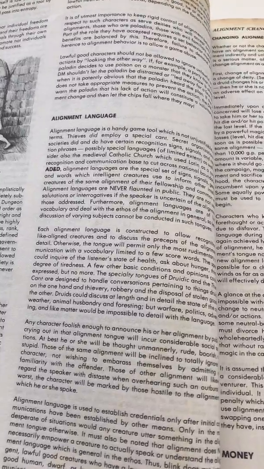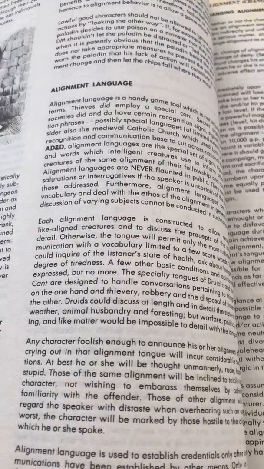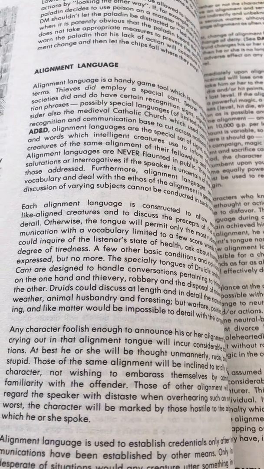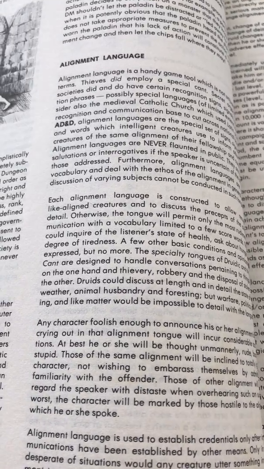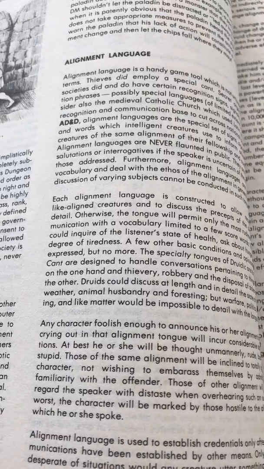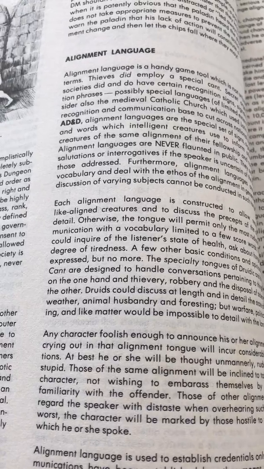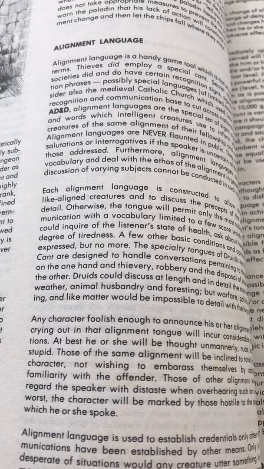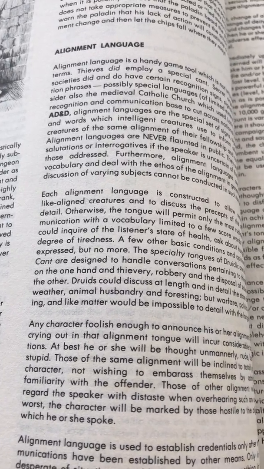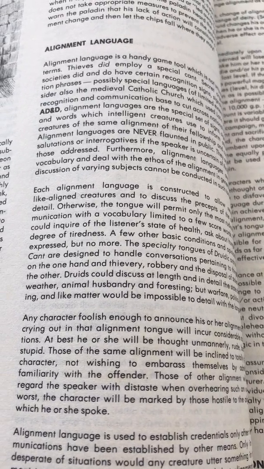So, we last left off, we were talking about alignments, and in this edition, there were a lot of languages that you could have. If you were not human, you would know a certain number of languages. Each race had their own language, and you would know the language not only of your own race, but of several others. And in addition to that, there was the common tongue, which everybody spoke, and each alignment had its own language. So it's 9 different languages, plus there was a special language for thieves and a special language for druids.